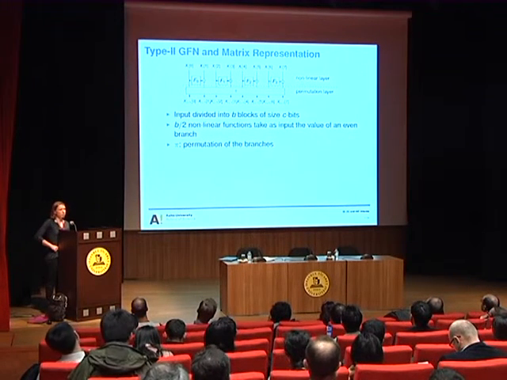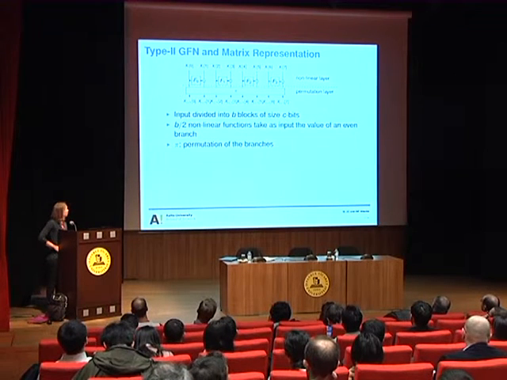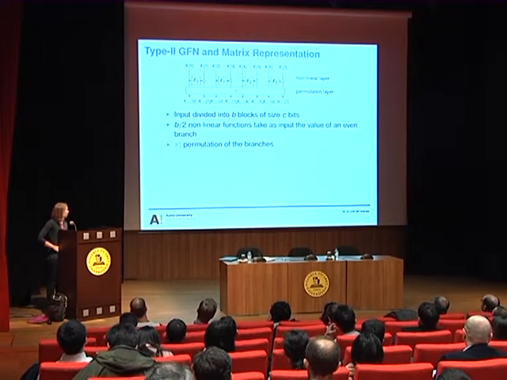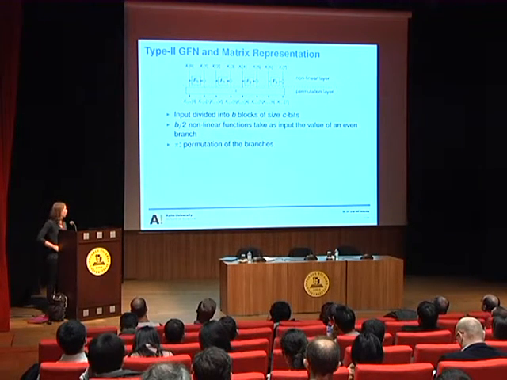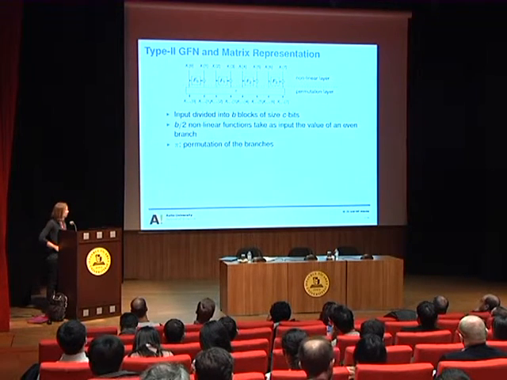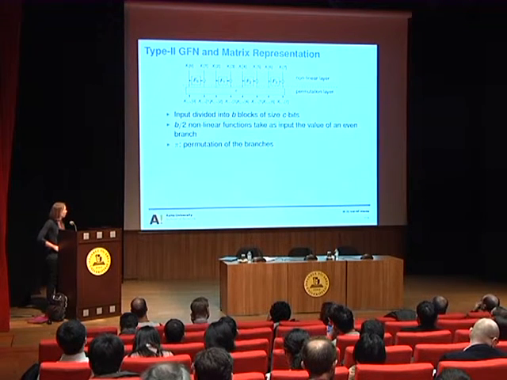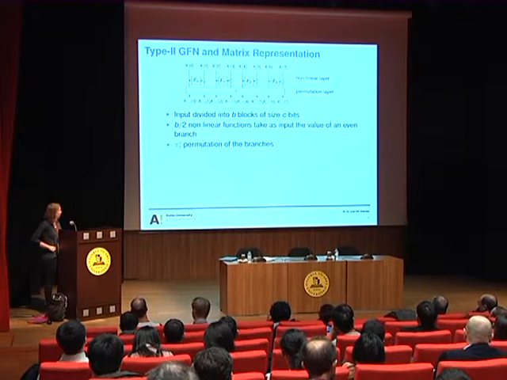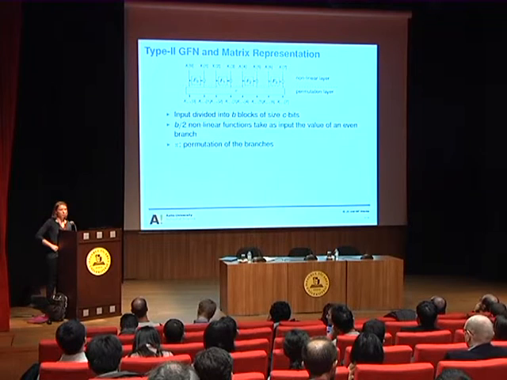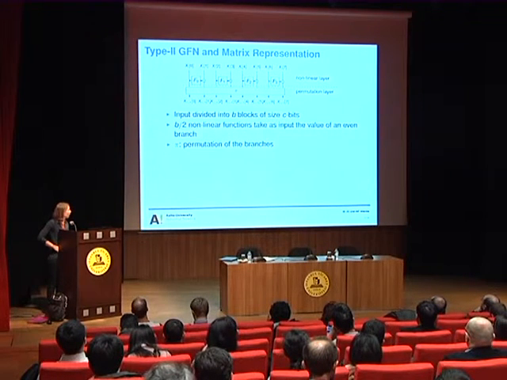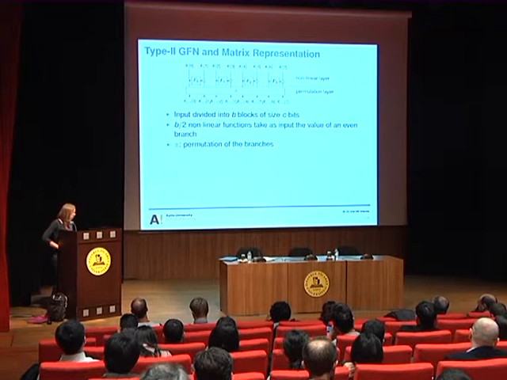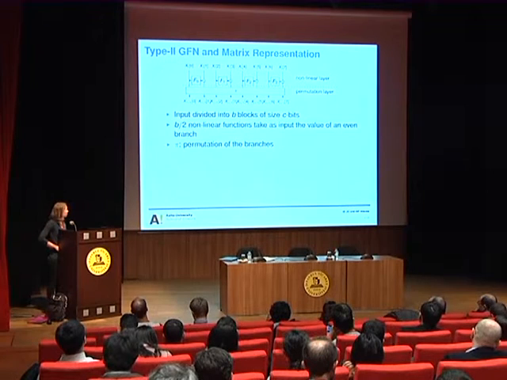The comparison we will do in this presentation focuses on type 2 generalized Feistel networks. We define a type 2 generalized Feistel network as such, where the input is divided into B blocks of size C bits. And we have B divided by two nonlinear functions, which take as input the value of an even branch. And we denote by pi the permutation of the branches. This morning you have seen examples of such ciphers like TWINE and LBlock, and also CLEFIA can be represented as such.